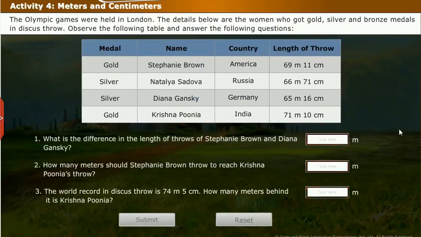Let us perform an activity on meters and centimeters. The Olympic Games were held in London. The details below are the women who got gold, silver and bronze medals in discus throw. Observe the following table and answer the following questions.